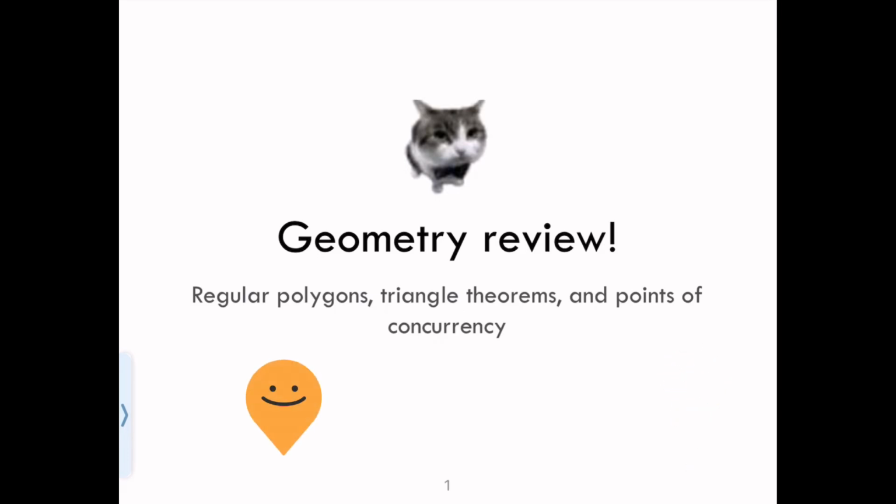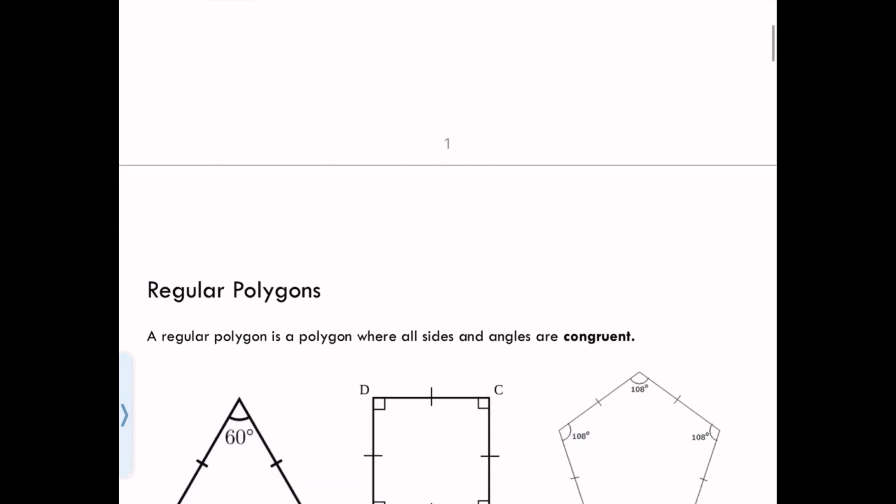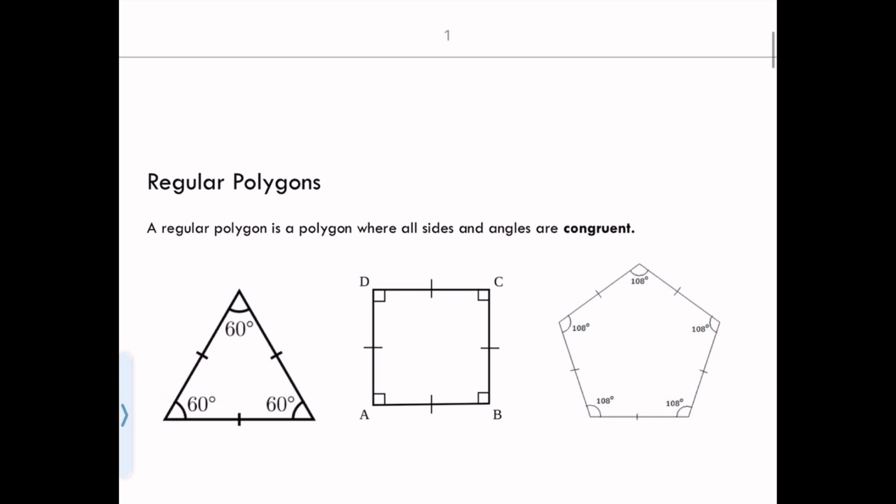In this video, I'll be going over regular polygons, triangle theorems, and points of concurrency. First, let's talk about regular polygons. A regular polygon is a polygon where all sides and angles are congruent. So below I have a few examples. Equilateral triangles, squares, and regular pentagons are all regular polygons because they all have congruent sides and congruent angles.